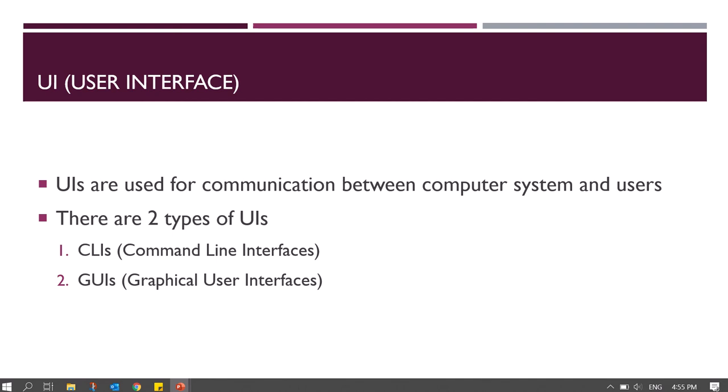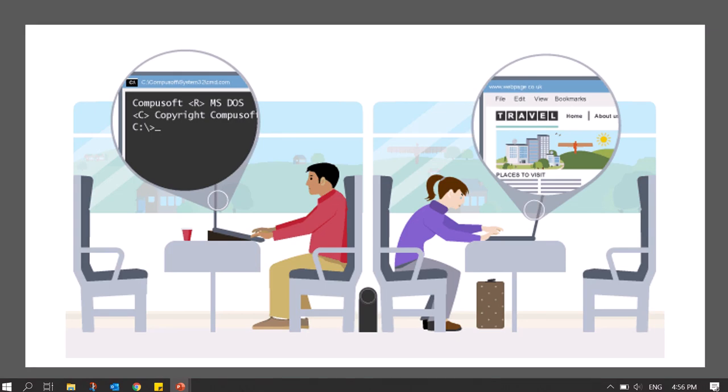Don't be scared by these long names. Once you see pictures related to this, you will be easily able to identify what is a CLI and what is a GUI. Look at these two pictures here. The guy on this left side is using a UI which looks like this. There is a black screen, there is some simple white writing on it. He has to type and give some commands to perform any action. The lady on the right here is going through a website called webpage.co.uk and she has some options here. She has some pictures, some icons, some menus, and so on.